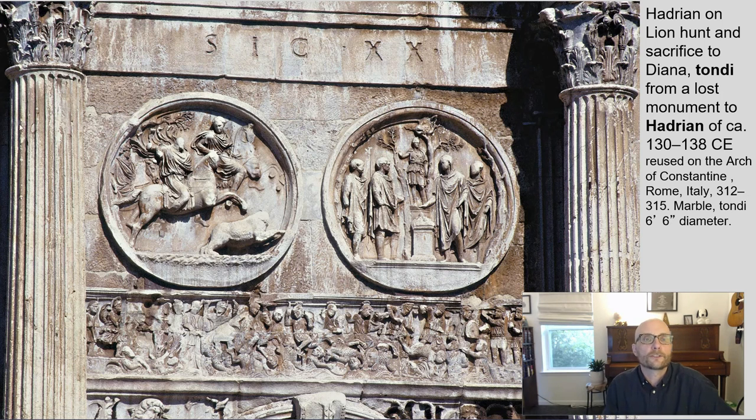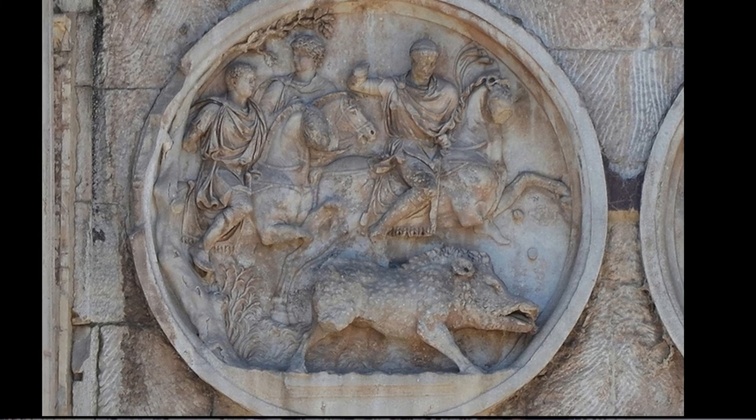And if you look at these two tondi, a tondo is a circular image, and tondi is the plural. If we look at these tondi, you can see these are much more traditional. In fact, they're so traditional, these were actually taken from another monument built for Hadrian. So these weren't even designed originally for the Arch of Constantine, but were slapped on later.